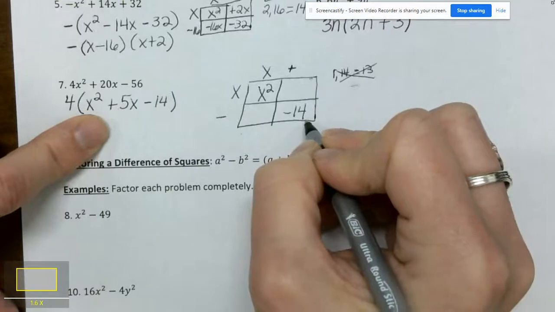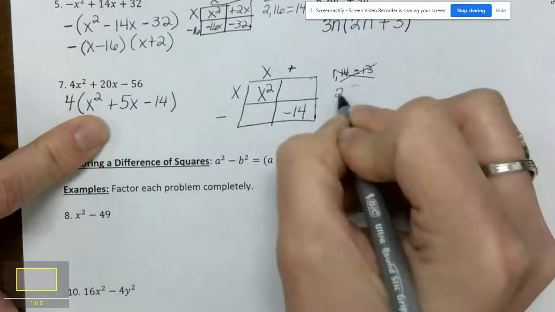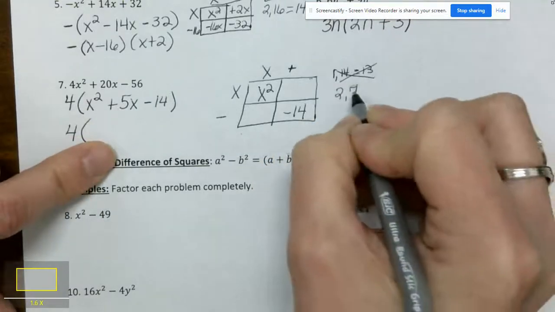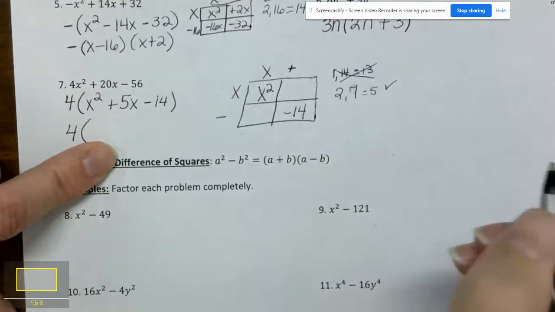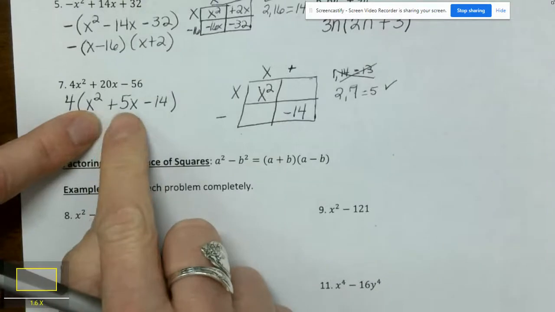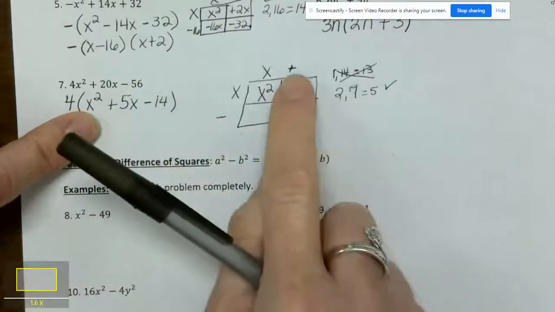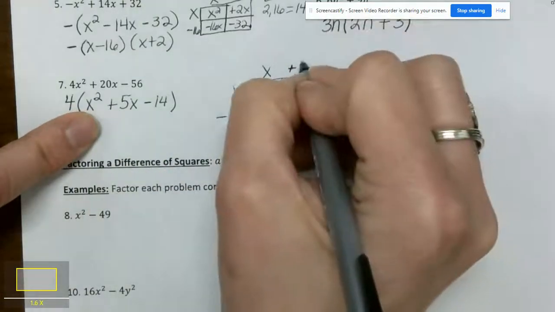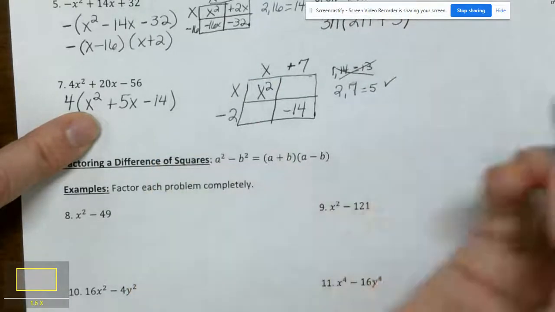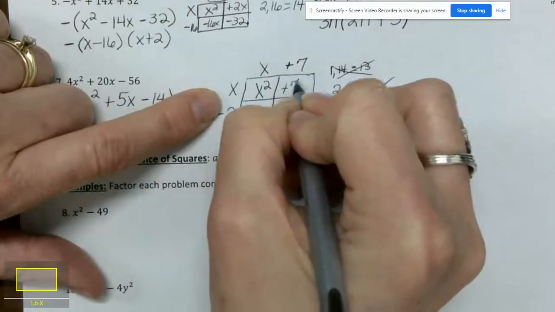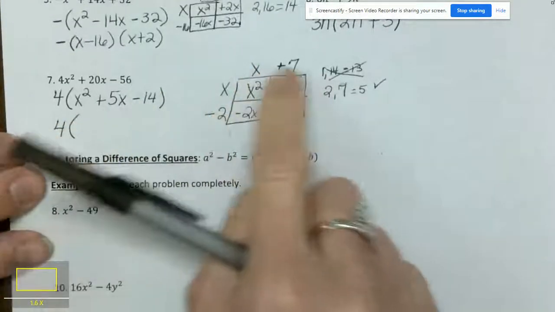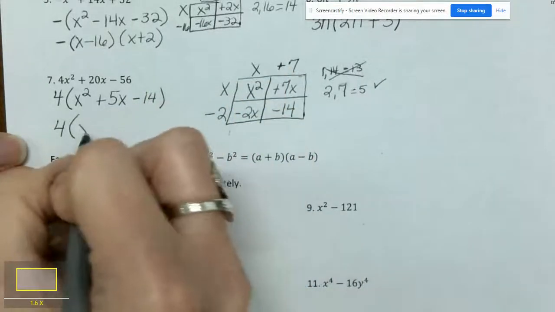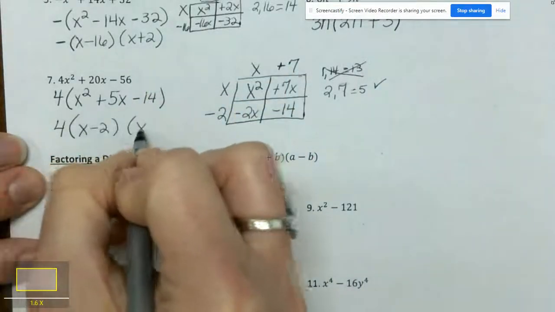All right, let's go to 2. Does 2 go into 14? Yes, it does. 7 times. 7 minus 2, that gives me 5. Okay, that one works. But I need it to be a positive 5. So I have to put the higher number on the positive. So this is going to be plus 7, and this is going to be minus 2. Now you can check yourself. Plus 7x minus 2x. That gives me 5x in the middle. So my two parentheses are x minus 2 times x plus 7.